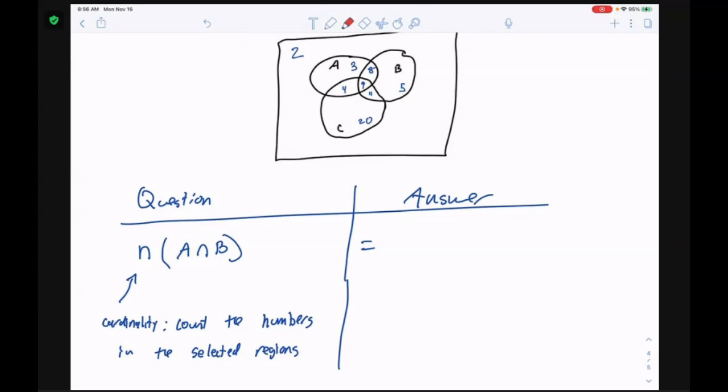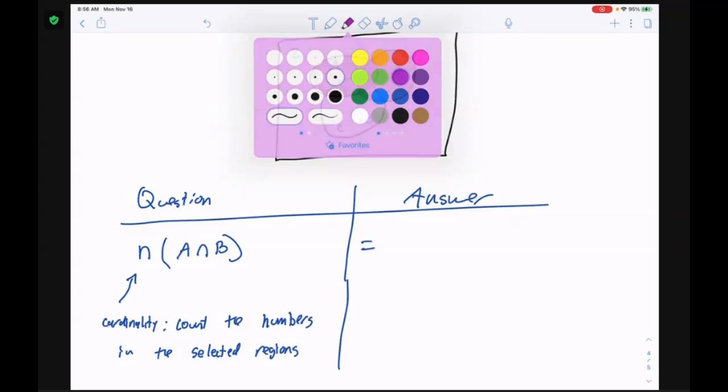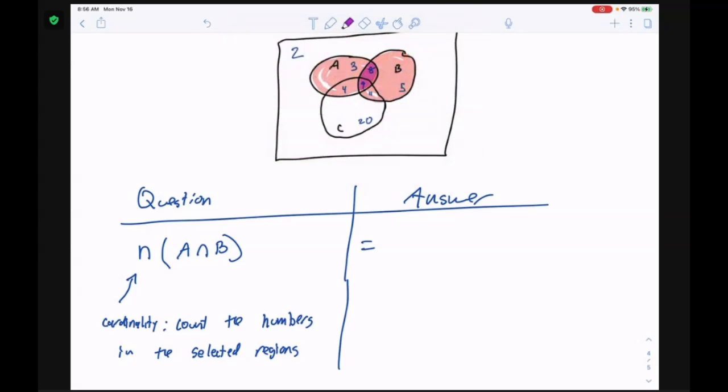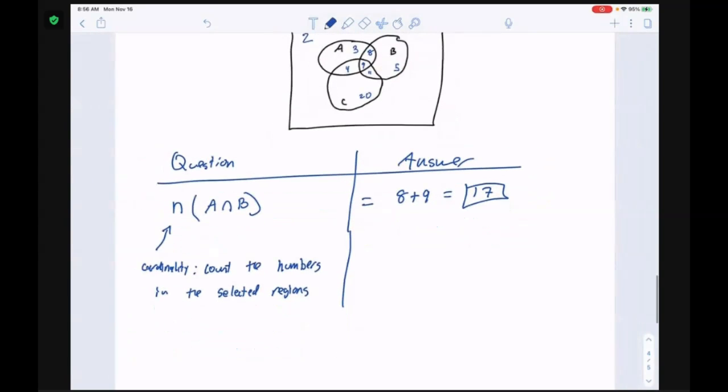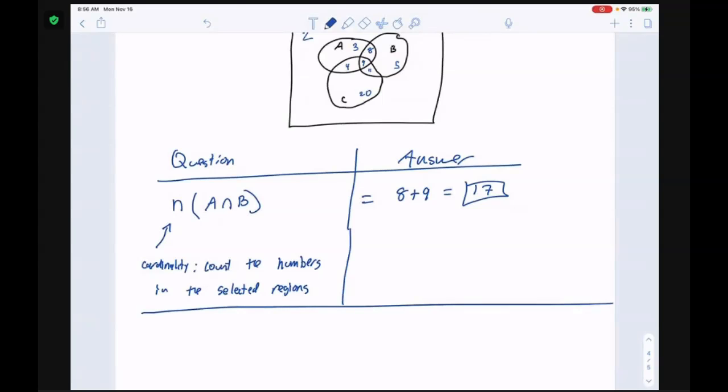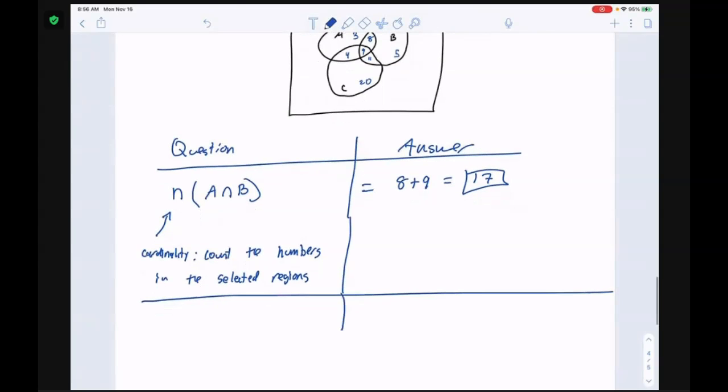We're asking ourselves in this question, what's inside circle A and what's inside circle B? I get this region right in here. There's also circle C, but what we're asking about is what is in set A and what is in set B. So my answer that I want you to work on, and I want you to show the work, is 8 plus 9, which is 17. Okay. Next question.